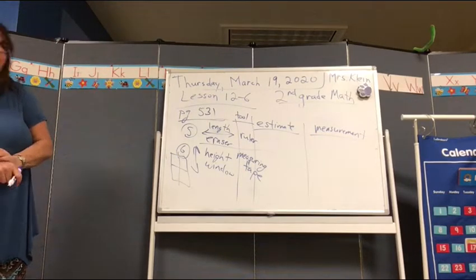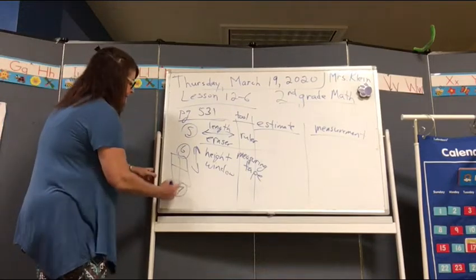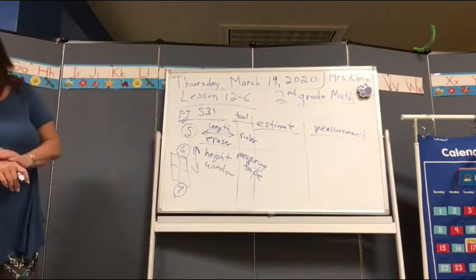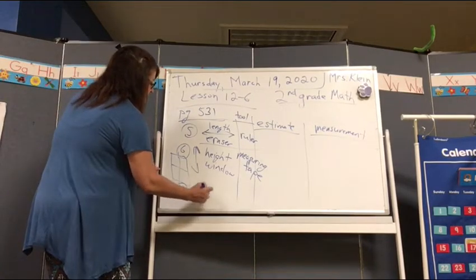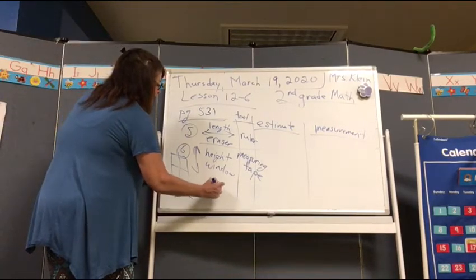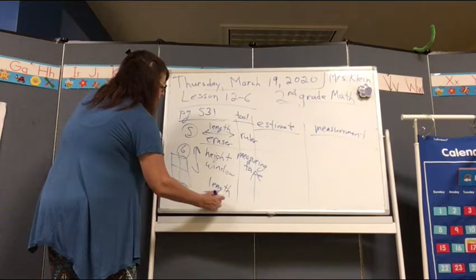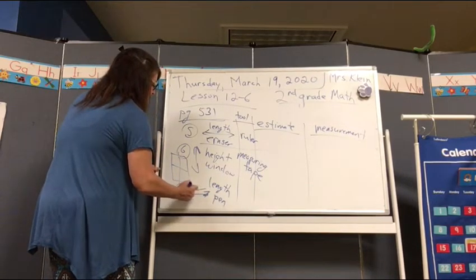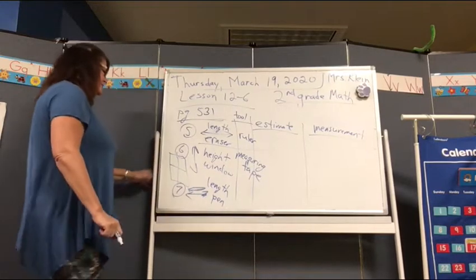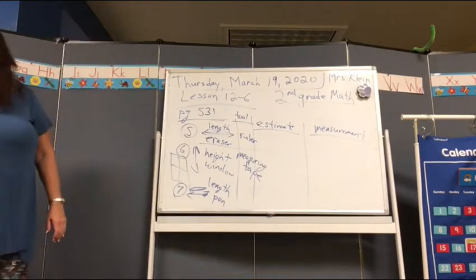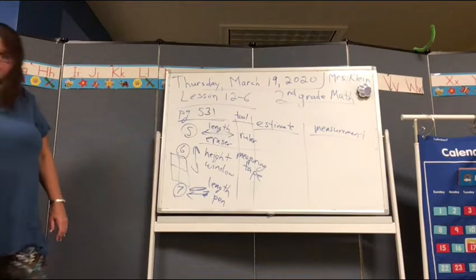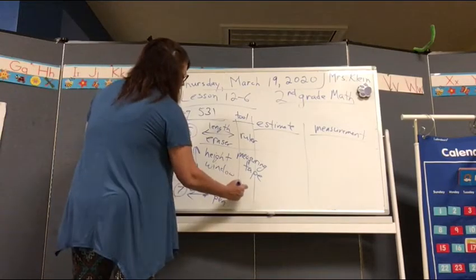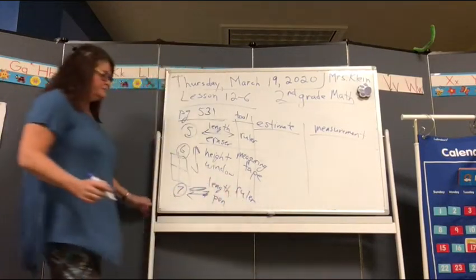Number 7 is a pen. We are going to measure the length of a pen this way. The length of a pen. Put in your estimate and then put in your measurement, and the best tool to use is a ruler.